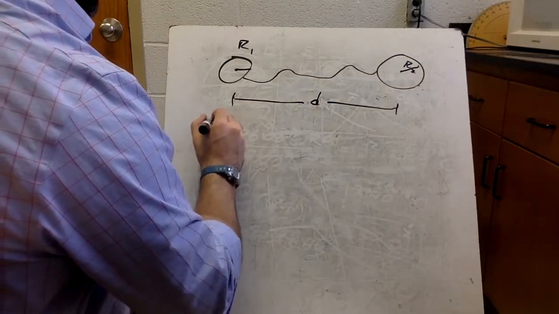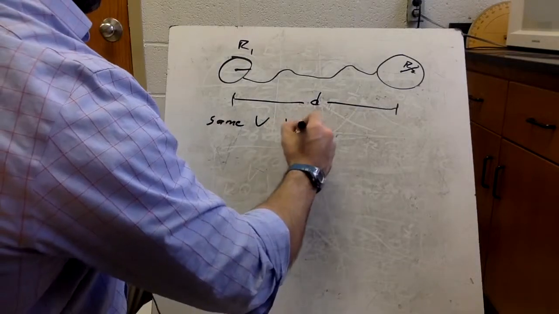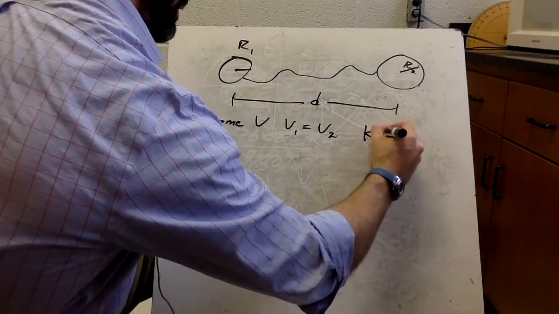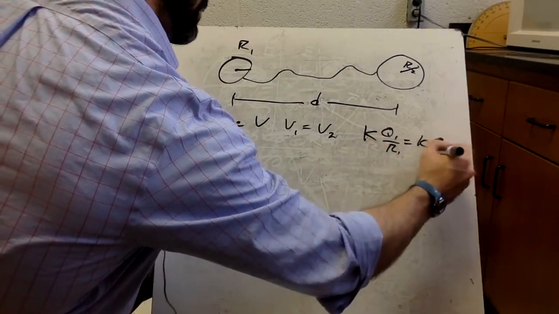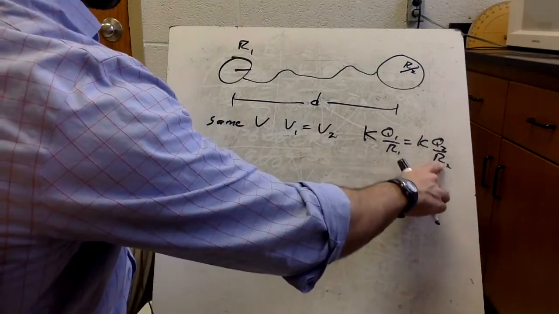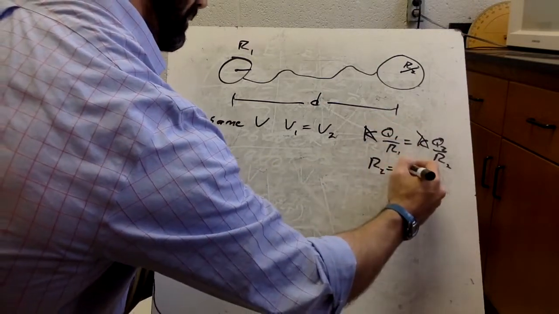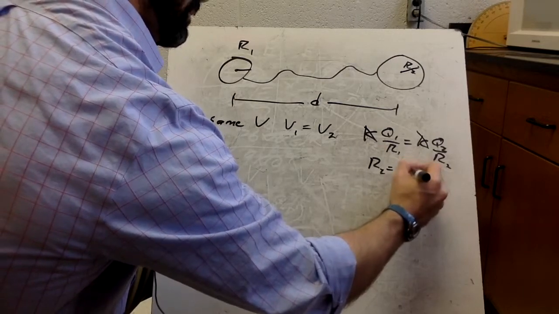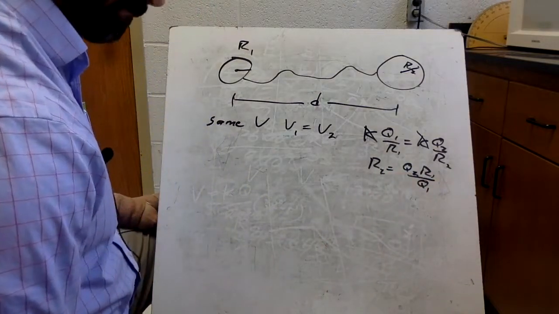The thing we know is that they're going to have the same V. So V1 is equal to V2. As a result, k q1 over r1 equals k q2 over r2. So now let's solve this for r2. K cancels out, so r2 is going to be equal to q2 r1 over q1.